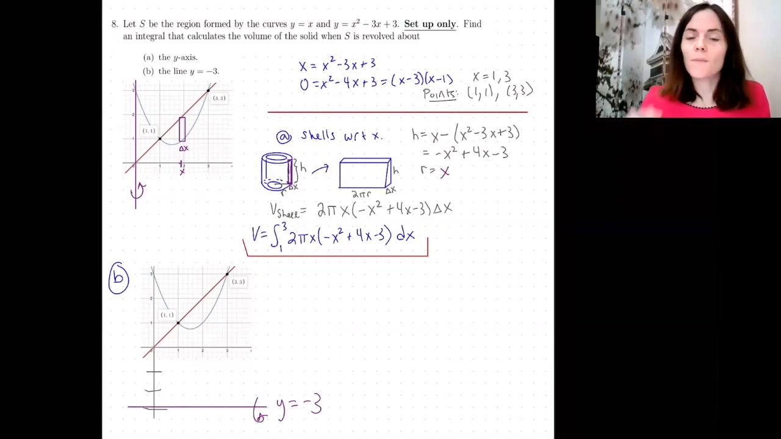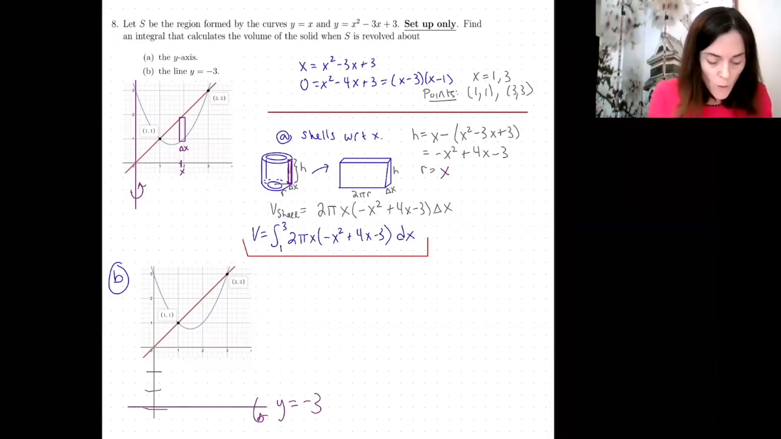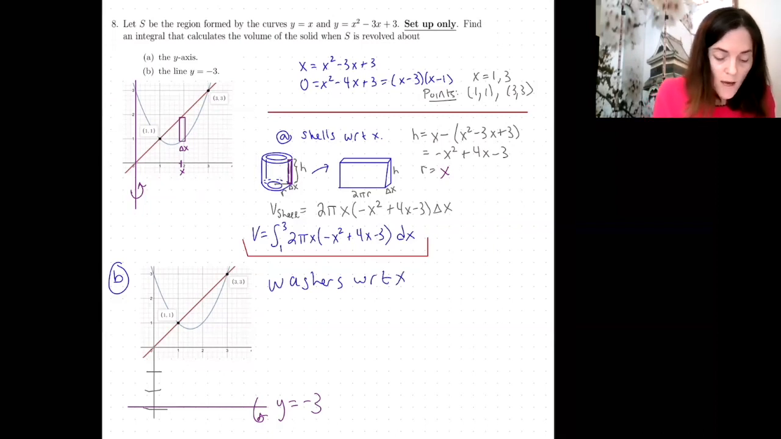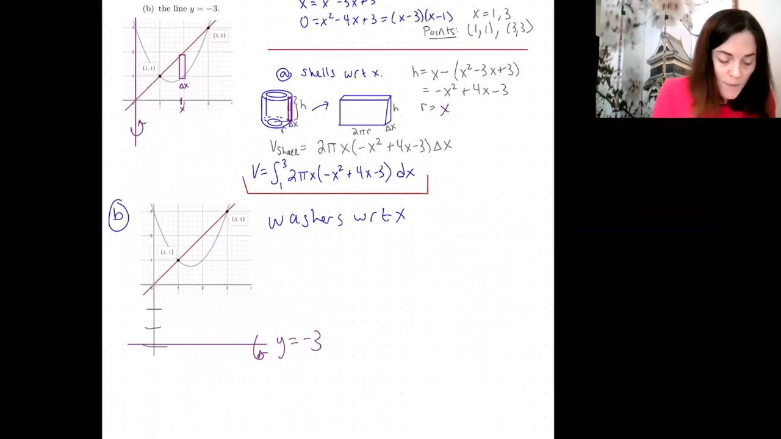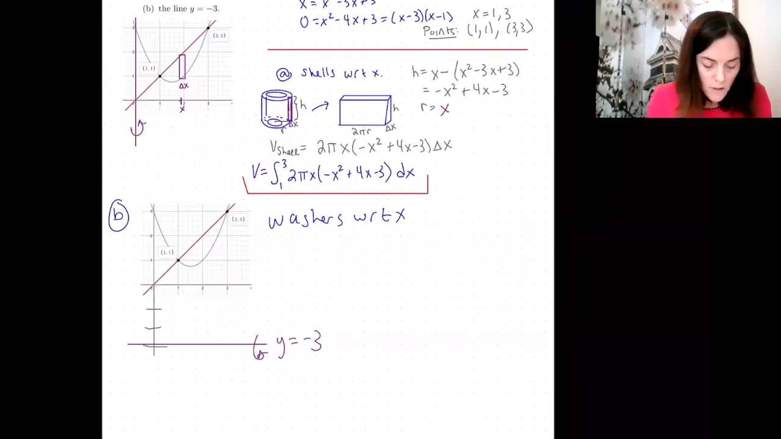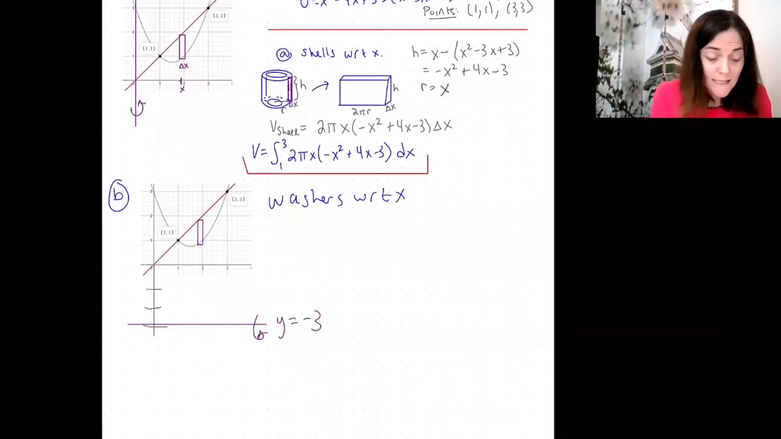It's no problem. This will be washers. So in part B, this will be washers with respect to x. And I will have a representative rectangle. My picture looks very similar, except it's a different line I'm revolving about. But my representative rectangle is still like this, but this is now perpendicular to the axis of revolution.